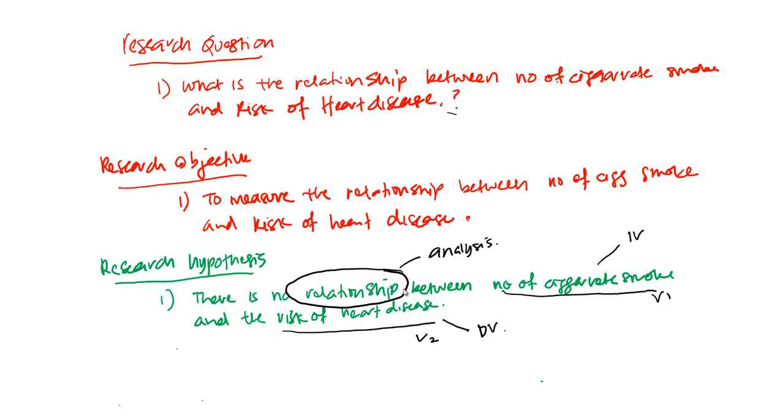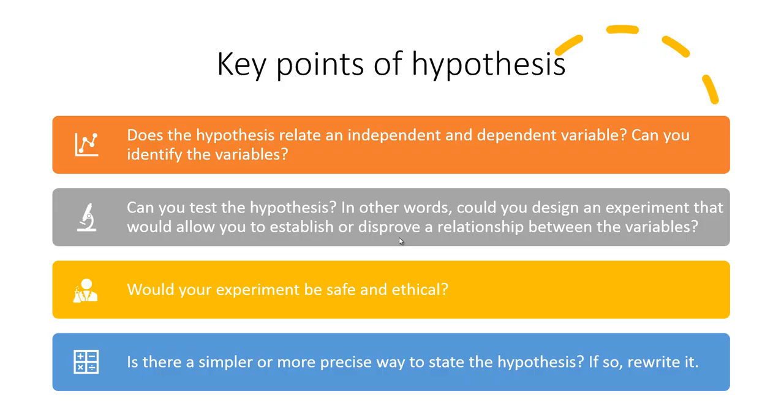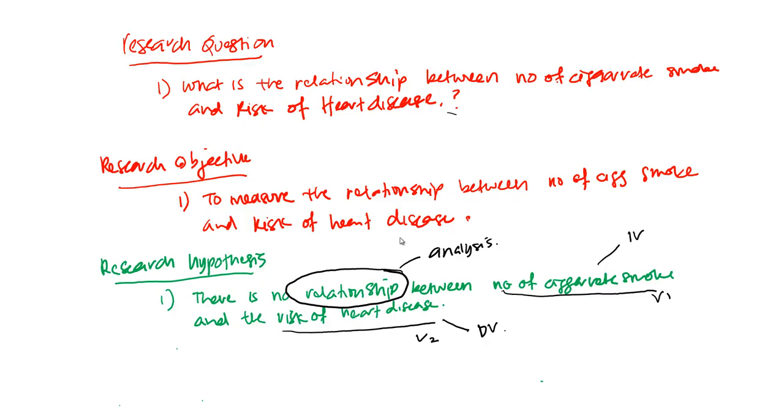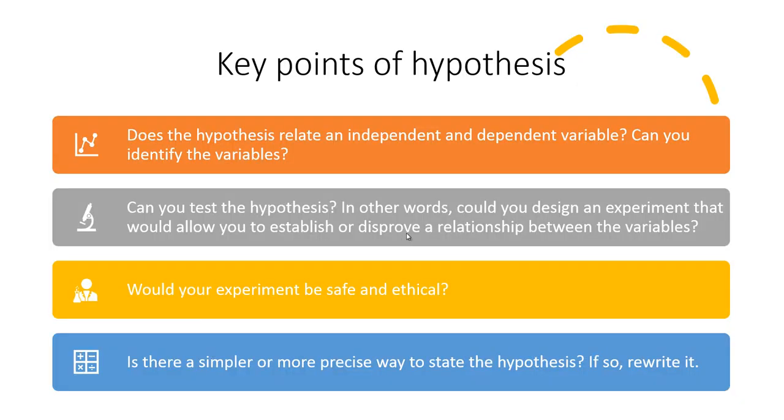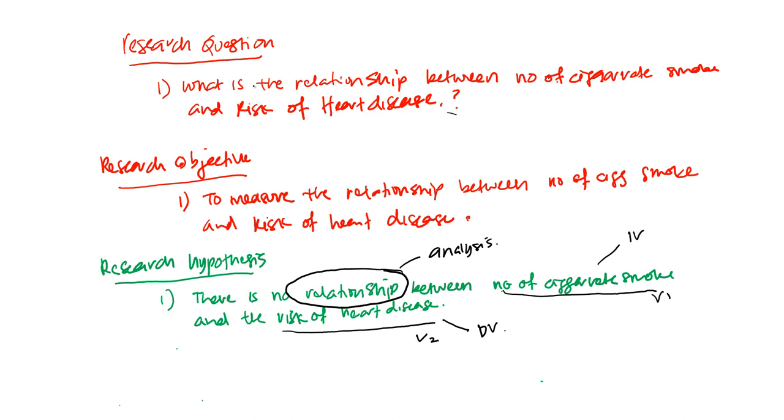So let's say, kalau kita tengok example. Tapi sebelum kita masuk example, this one, I think you boleh baca balik lah sendiri. So, I have a research question. What is the relationship between number of cigarette smoke and the risk of heart disease? So this is my research question. You want to know, if people smoke more cigarette, will the risk be higher or lower? So kita nak tahu itu. So the objective will be to measure the relationship between number of cigarette and risk of heart disease.